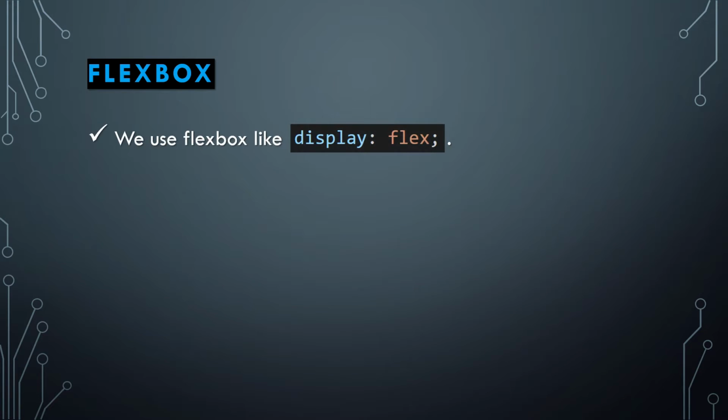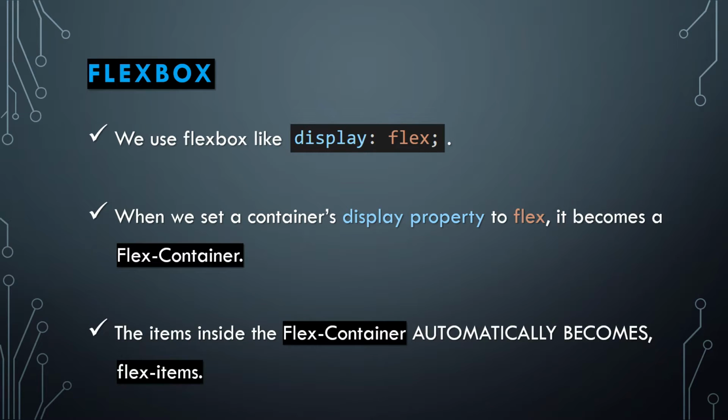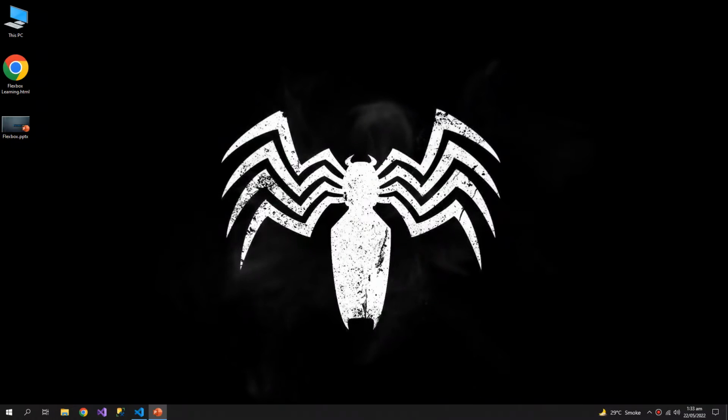We use Flexbox like this. When we set a container's property to flex, it becomes the flex container. So a container is any div. And the items inside the flex container automatically become flex items. So the flex container is also referred to as a parent and the flex items are referred to as children. Let us now look at a practical example.